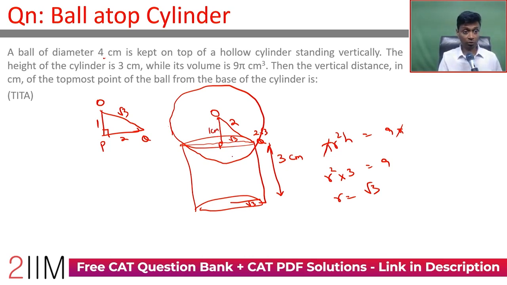So we want to find the topmost point here. From O further up, you have to go 2 centimeters, and then 1 centimeter to get to the top of the cylinder, plus 3 centimeters, or the topmost point is at a distance of 3 centimeters plus 1 centimeter plus 2 centimeters, 6 centimeters from the base of the cylinder. The total distance of the topmost point on the base is 6 centimeters.